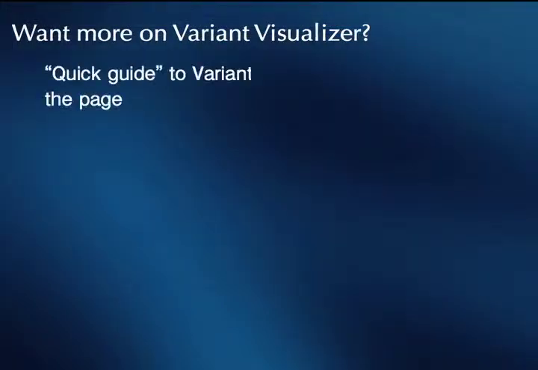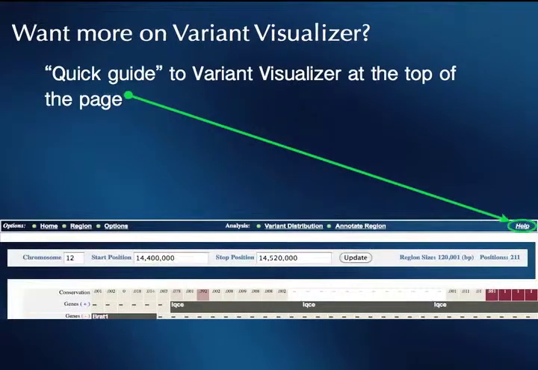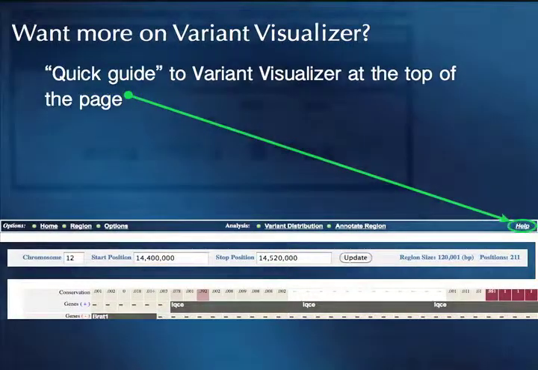For a quick guide to the variant visualizer, there is a basic help graphic that is displayed when you click on Help in the upper right-hand corner.